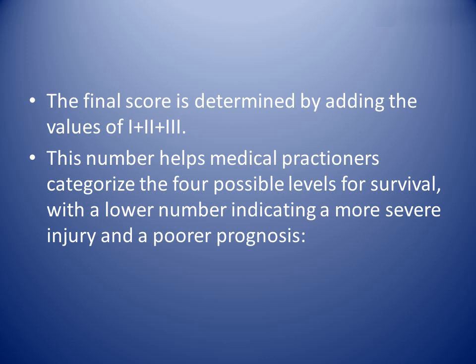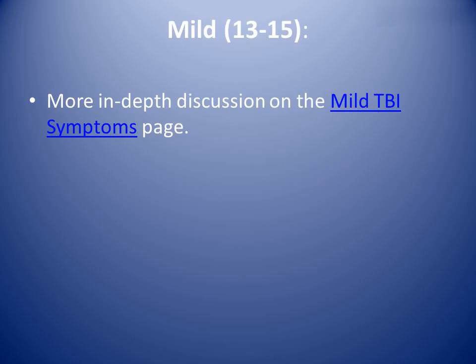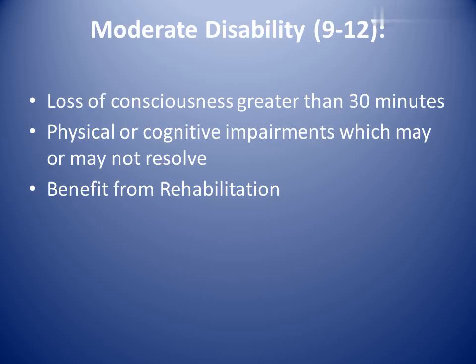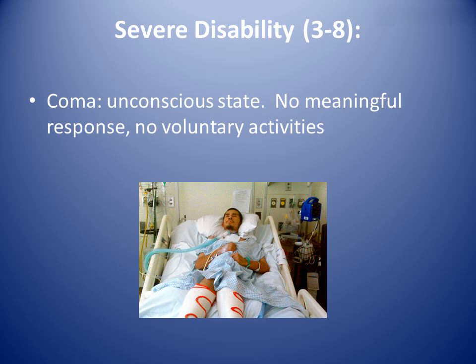This number helps medical practitioners categorize the 4 possible levels for survival, with a lower number indicating a more severe injury and a poorer prognosis. Mild, 13 to 15. More in-depth discussion on the mild TBI symptoms page. Moderate disability, 9 to 12. Loss of consciousness greater than 30 minutes. Physical or cognitive impairments, which may or may not resolve. Benefit from rehabilitation. Severe disability, 3 to 8.